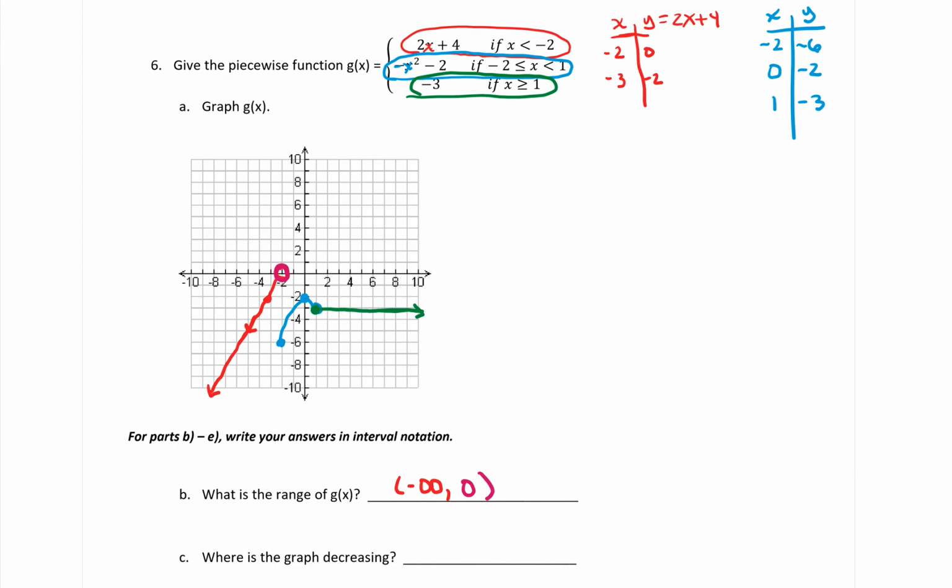So if we're looking at this going from left to right, it's going down from left to right when my x values, you always use x values, is 0.